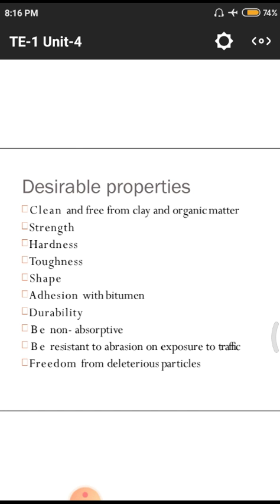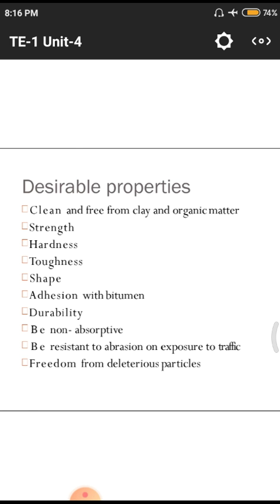First of all, we need to know the desirable properties required for the aggregates. First of all, the aggregates must be clean and free from clay and organic matter. That means there are no impurities in the aggregates. If there are impurities, automatically there may be no proper bond between particle to particle.